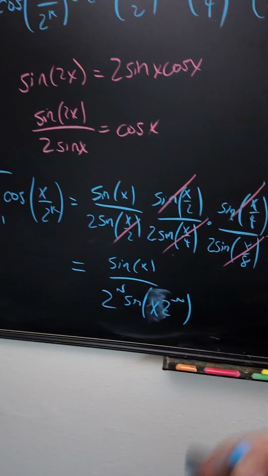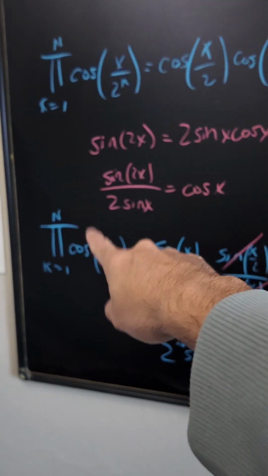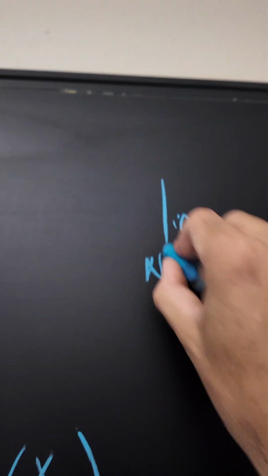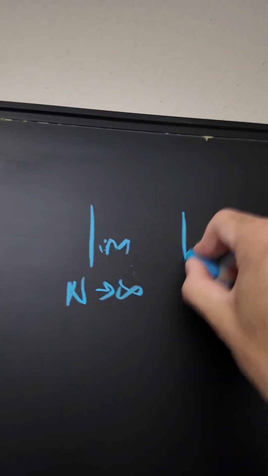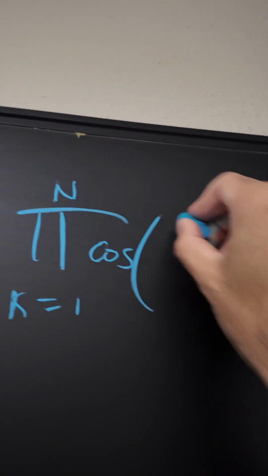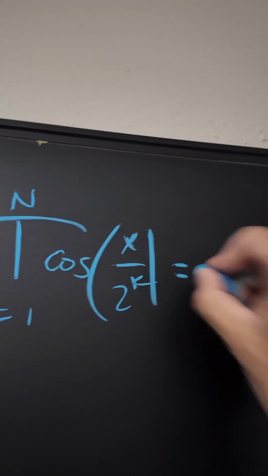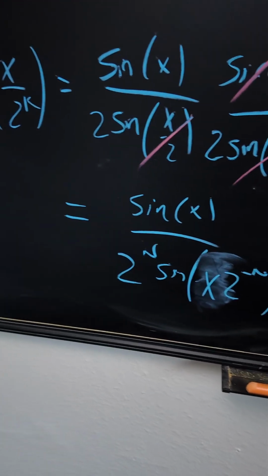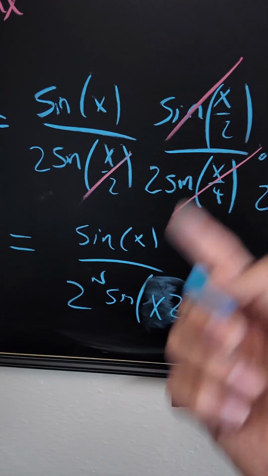Okay, well, we are concerned with what happens when n approaches infinity. That's what we care about. So we're gonna go ahead and take the limit as n approaches infinity of the infinite product. So we have k equals 1 to n of cosine of x over 2 to the k. And what we're doing is taking the limit as n approaches infinity of this right here. Now remember, we're taking the limit as n approaches infinity, so x is not dependent on it.